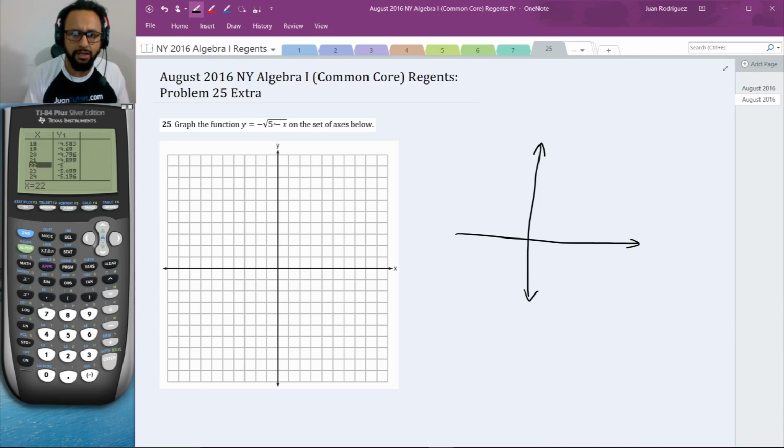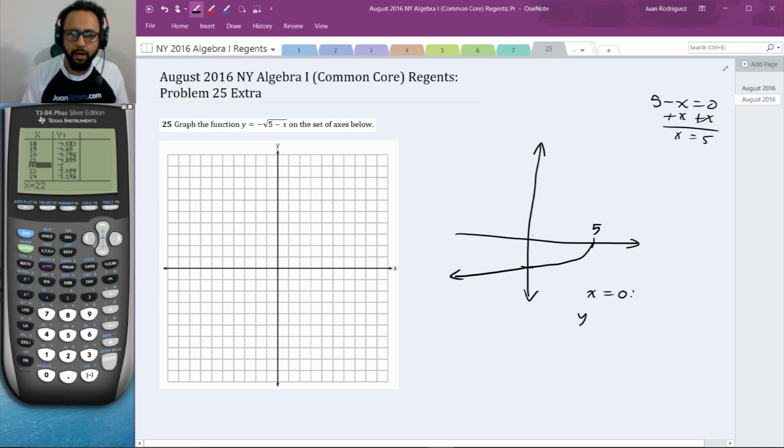And this has an x-intercept when 5 minus x equals 0. That's something you could do on paper, plus x, and you get x equals 5. So it crosses the x-axis at 5, and I'm going to get a thing that looks like this. And that's going to be the point at x equals 0. For x equals 0, you get y equals negative radical 5 minus 0, which equals negative radical 5. So that point is 0, negative radical 5, which is around negative 2.2.